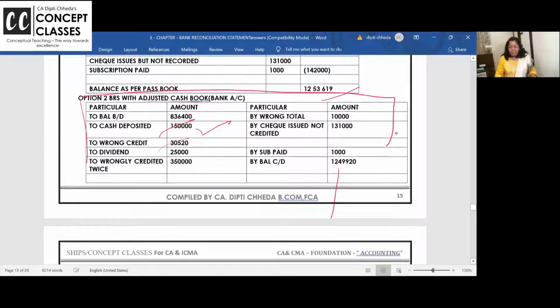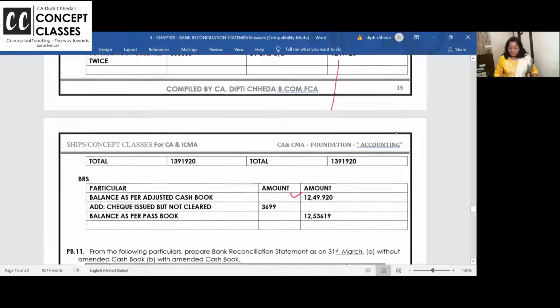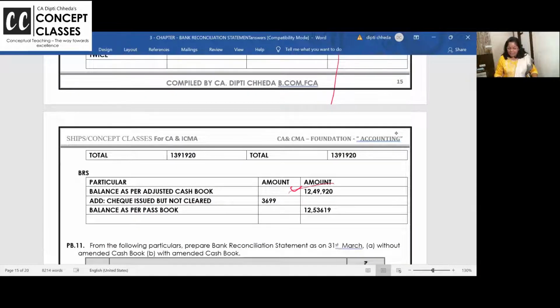Now in BRS, you will not take 836 because in the adjusted cash book, you have rectified the errors in our book. In my bank account, whatever mistakes there were, I have rectified. The entries that I had not recorded, I have recorded. And now, what will come in the BRS? Only the timing difference, that is, the check issued but not cleared, or a mistake in the passbook.